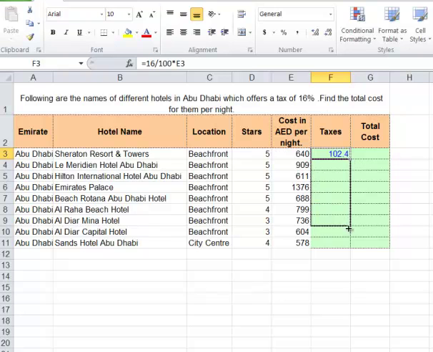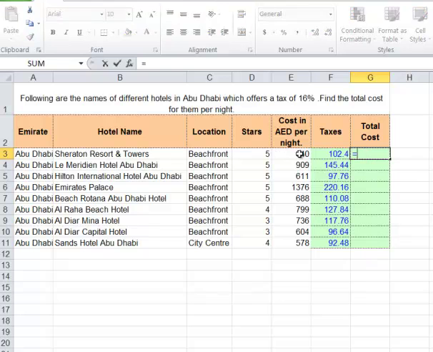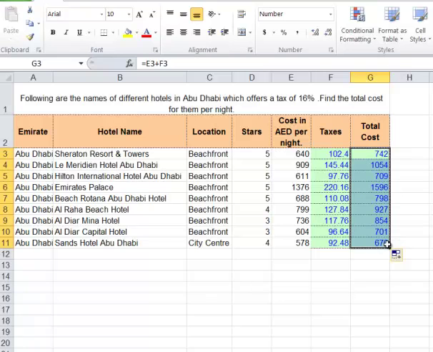I can use the autofill feature to calculate the taxes for the other hotels also, and the total cost will be addition of the cost per night plus taxes. So total cost, I'll select the cell, equals cell E3 plus the taxes. I'll click on enter to add up these values. I can use the autofill feature to find the cost of other hotels as well.